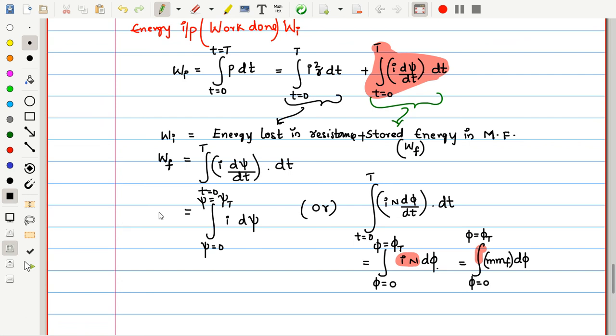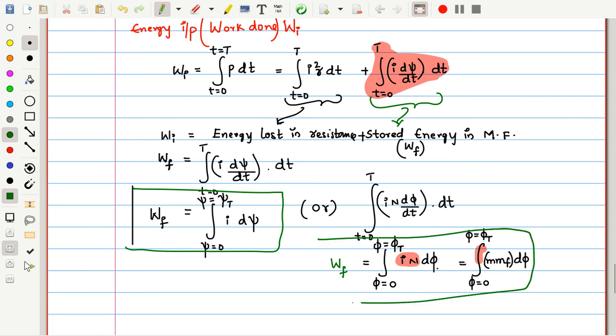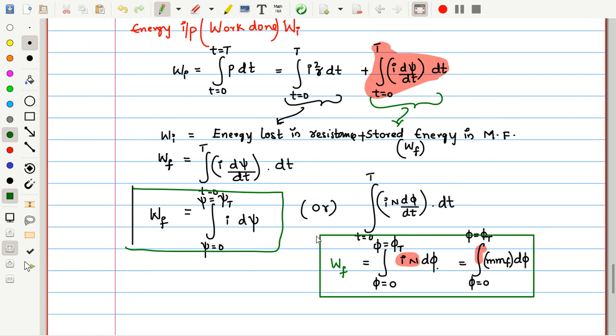So we may use either of these expressions for the stored energy. So be careful, these expressions are very, very important. So this is what the WF, the energy stored in the magnetic field. So these are very important.